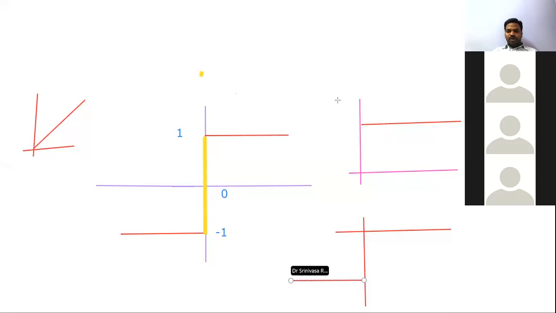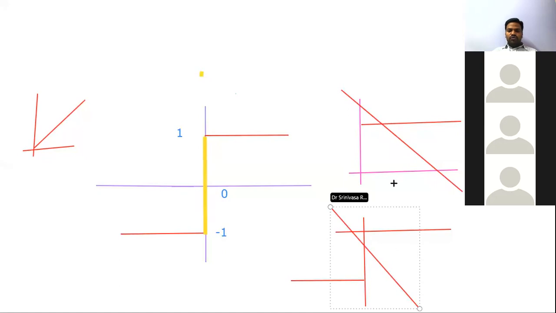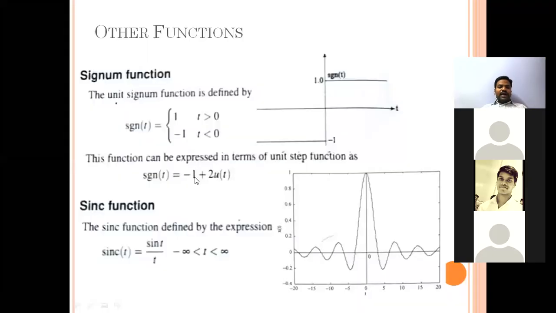So first one is this one, second one is this one. If you combine these two functions, that is why already in the PowerPoint presentation I have given you the mathematical expression in terms of unit step signals. Now please look at this one. See here, that can be expressed in terms of unit step signals as -1 plus 2 into u of t.